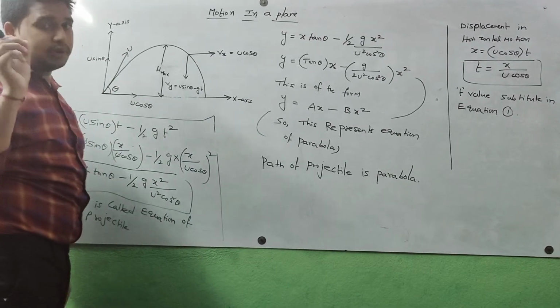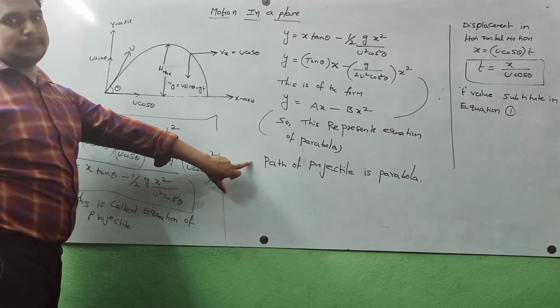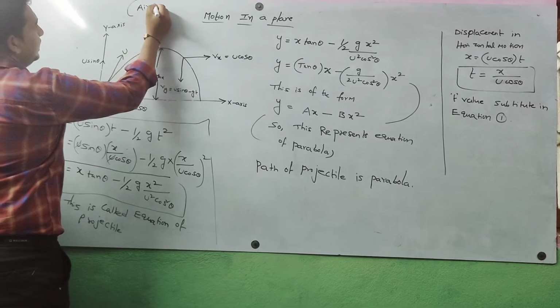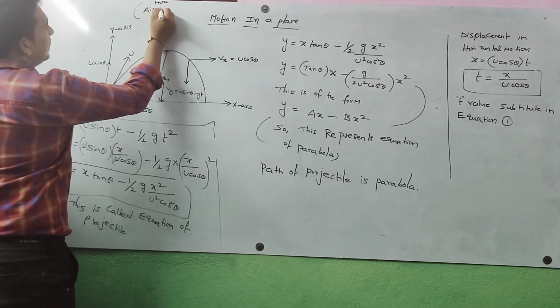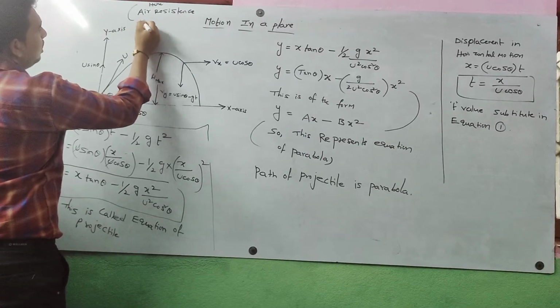And the most important point is, when we get this path of projectile as a parabolic path, air resistance is not considered. Here air resistance is not considered.